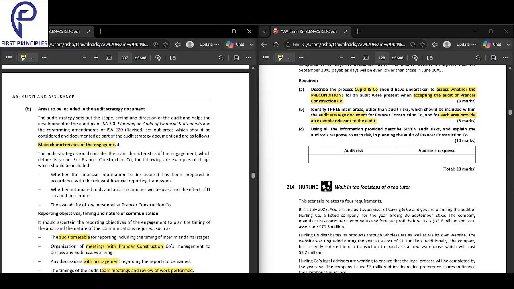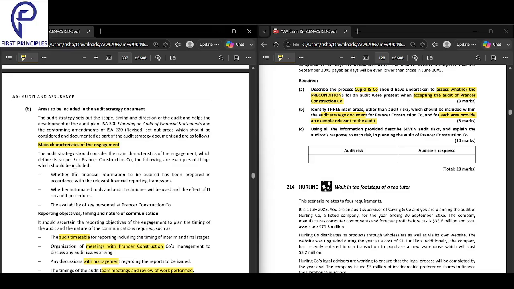Next, the main characteristics of the engagement. What are the main characteristics of the engagement? The audit team should consider them. Firstly, in the audit strategy, they will define the scope for Prancer Construction: what exactly are they going to test?